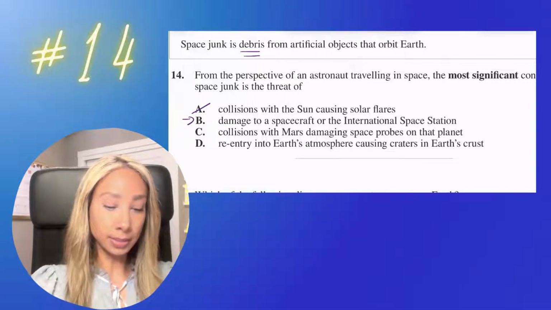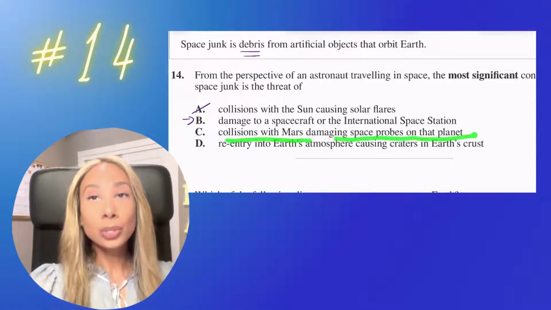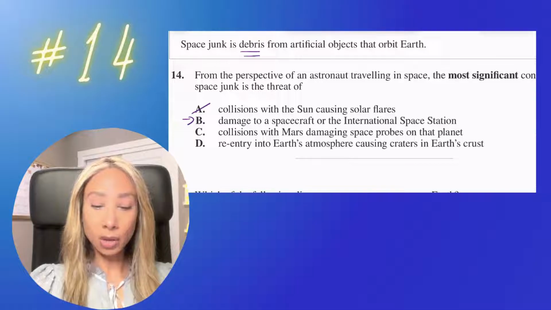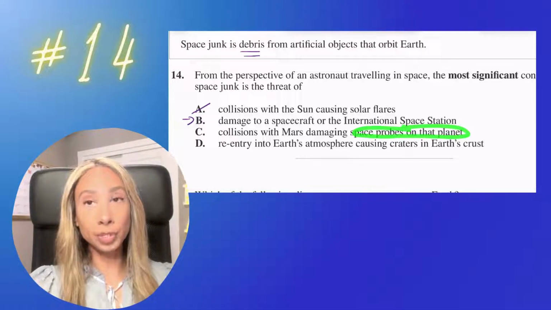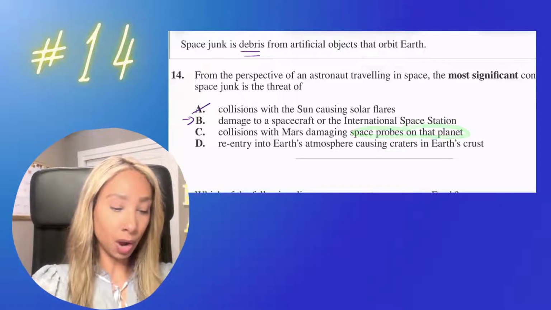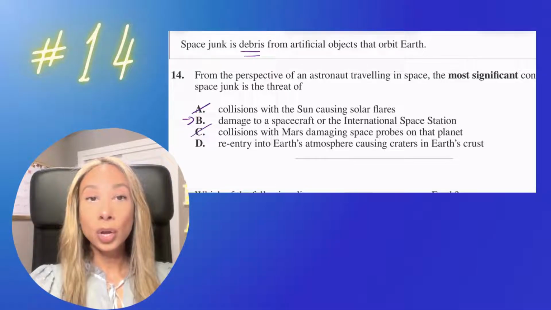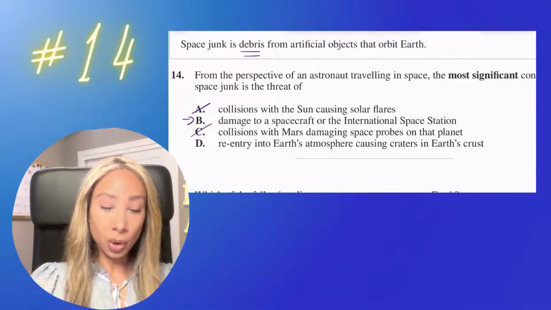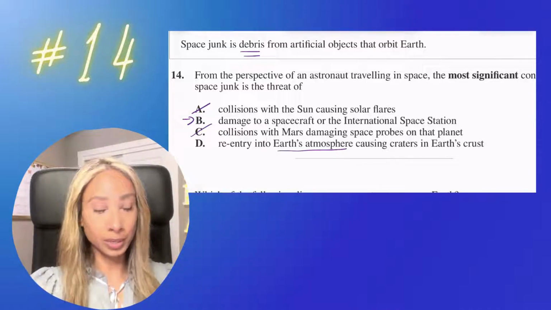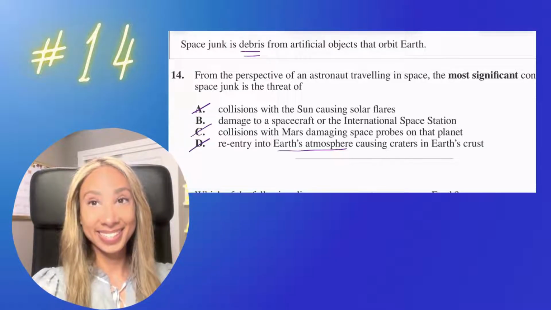Option C says collisions with Mars, damaging space probes on that planet. The thing with this one is it sounds like it could be space junk, but the keyword is it's on the planet. So it's not going to have the opportunity to float around and hang out in space. So this one would not work. And finally, D says re-entry into Earth's atmosphere, causing craters in Earth's crust. With this one, if we're re-entering Earth's atmosphere, it's no longer going to be space junk. That means our answer for this one is going to be B.